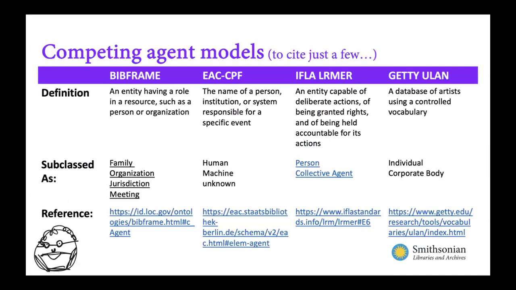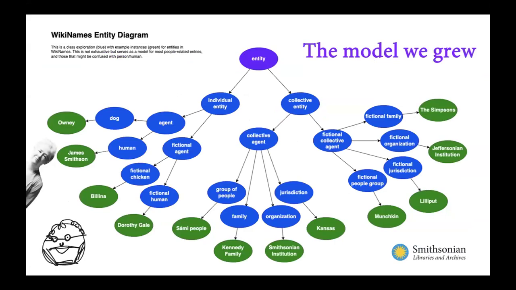No, it's just kind of showing the variety of data models that are out there in the GLAM world for how to deal with these names, with corporate bodies, entities, people, all that kind of thing. And we faced that challenge because we were trying to serve all different kinds of museums, libraries, and archives across the Smithsonian. So we tried to come up with our own model.